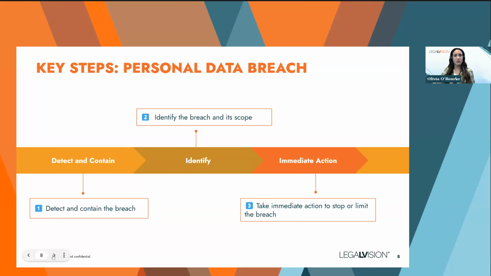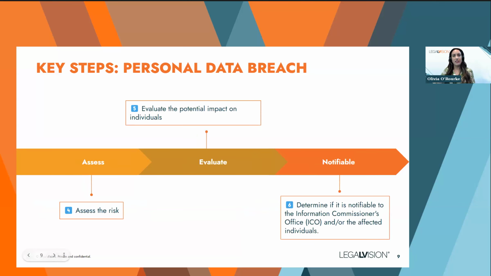Then it's assessing the risk. So once you've taken the immediate action to try and contain the breach, it's assessing the risk: what is the risk to individuals as a result of this breach? That flows into the next step, which is evaluating the impact on the data subjects who have been affected. What is the potential impact for them, and what could happen now given what breach has occurred and who now has access to that personal data?